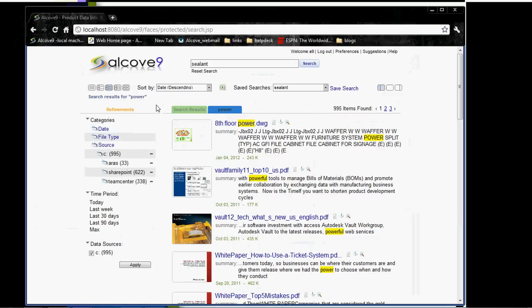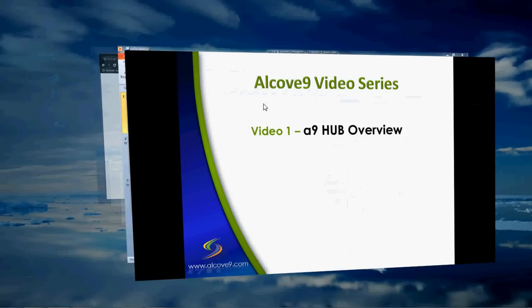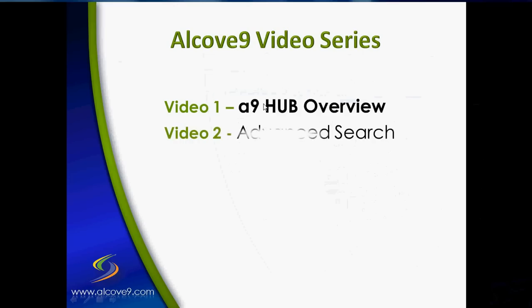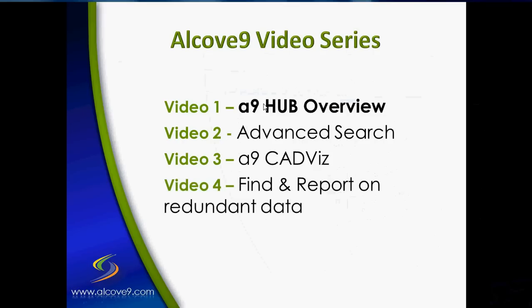So we kind of hoped you enjoyed this overview. Again, we got some other videos to try not to take up too much of your time, but again, explain even more of the functionality that we have here in our software. The next video talks about some advanced search techniques, followed up by our CAD Viz, which allows us to visualize CAD data. And then an example usage, let's find and report on redundant data in our organization.